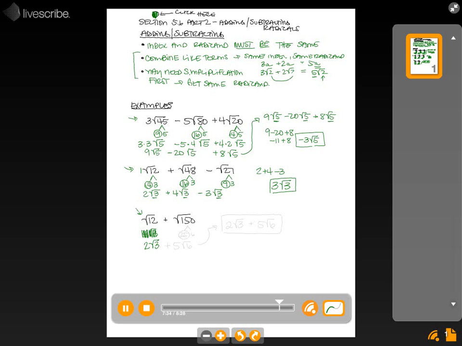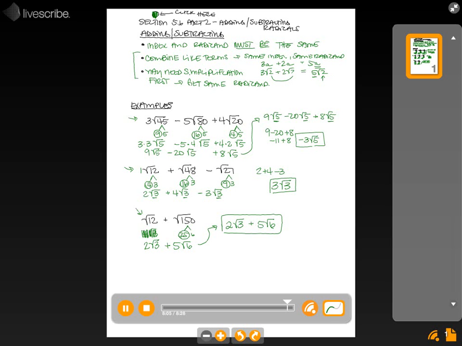150, we need to break that down also. To break 150 down, it's really 25 times 6. 25 is a perfect square, which means we're going to get 5 times the square root of 6. Now, the reason we did this example, even though we simplified them, is that they don't have the same radicand, so they cannot be added together, and this would be your answer. Okay, we leave it at 2 square root 3 plus 5 square root 6 because they have different radicands.